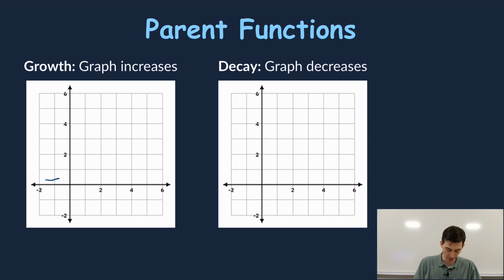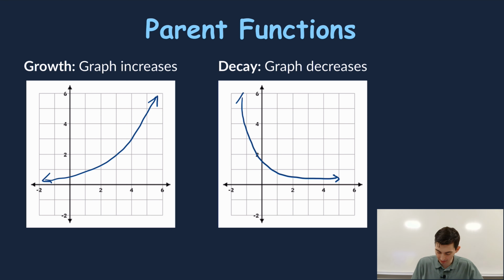With growth functions, we say the graph increases very rapidly. So it's going to look something like this. We're going to start really low, and then suddenly we're going to shoot up to become very big numbers. In a decay, the graph decreases, so it's just the opposite. We're going to start really high and then come back down to a base level line. So these are our two types of parent functions. We could have growth or we could have decay.